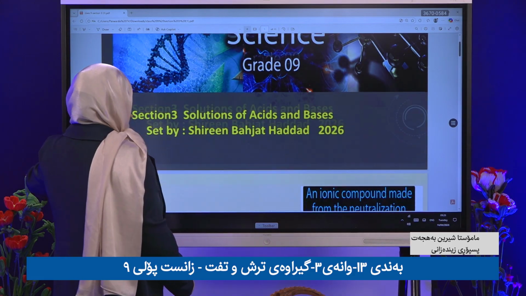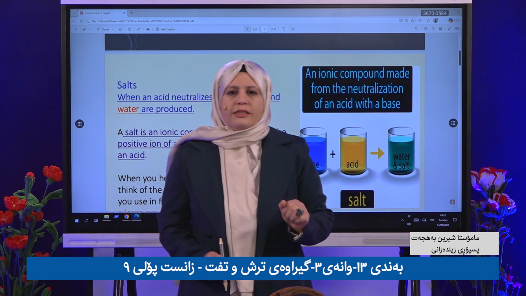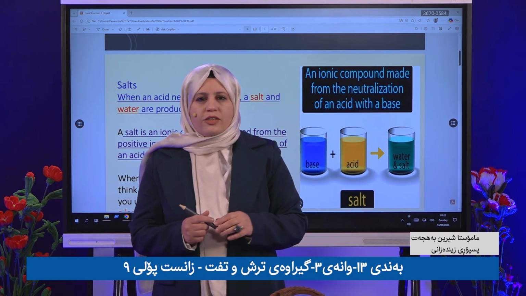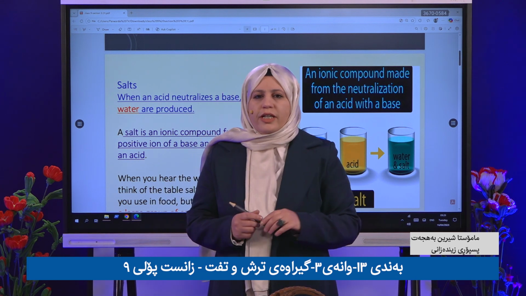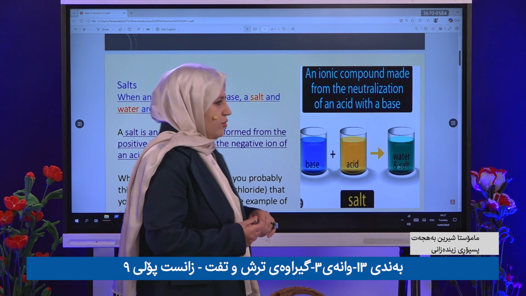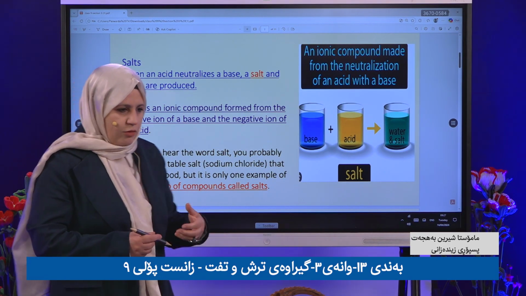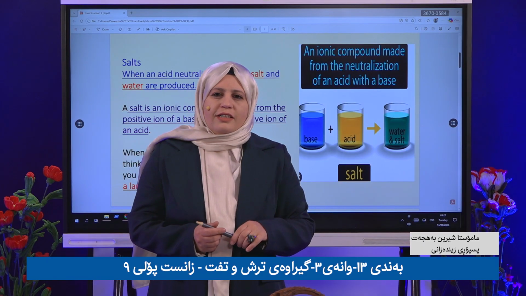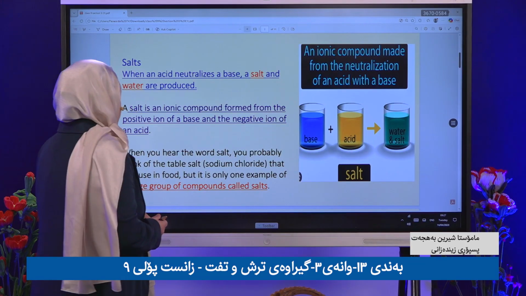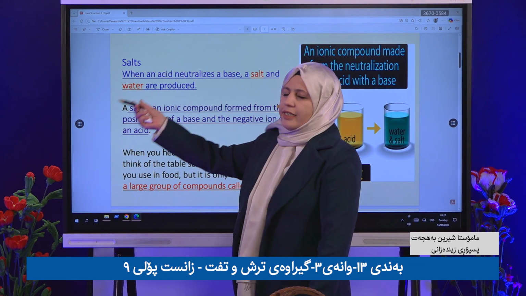So, previously we talked about acid and base, okay? And how do you know it's acid and base? During this reaction, when acid and base react together, what do we get? Water and salt. Okay, let's see how we get salt. Do you know the salt which is present in our kitchen? We eat it every day. Okay, NaOH. When an acid neutralizes a base, how do we get the salt?